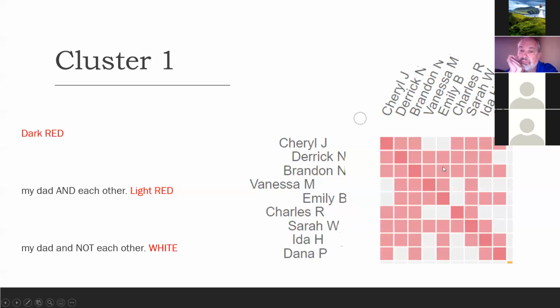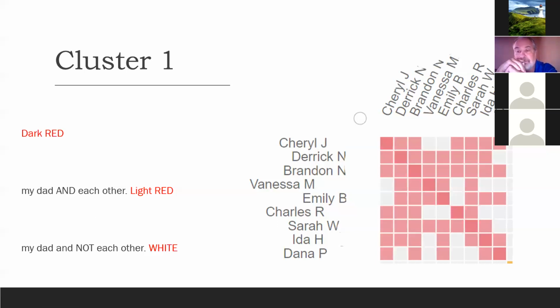But what we also know is that in the white, they match my dad, but not each other. So Cheryl J matches my dad, but not Vanessa. And Cheryl J matches my dad and not Emily. So remember, in DNA analysis, it's every bit as important who doesn't match as who does match. Those are both valuable things to know.